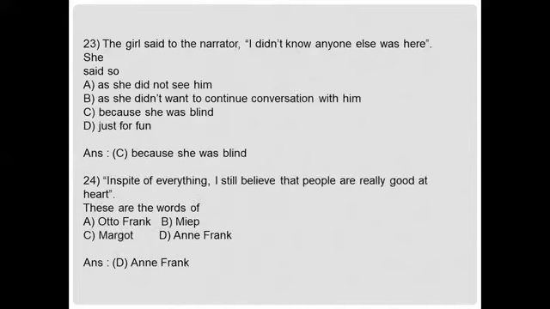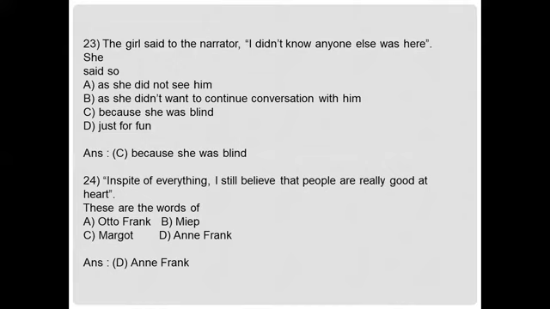Next. The girl said to the narrator, I didn't know anyone else was here. She said so, A. As she did not see him, B. As she did not want to continue conversation with him, C. Because she was blind, or D. Just for fun. And the answer is option C. Because she was blind.